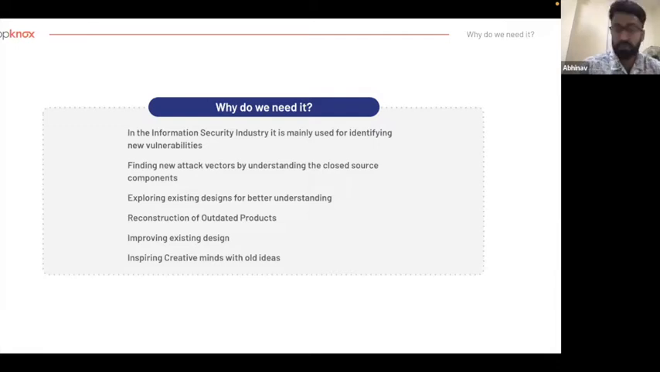And lastly, inspiring creative minds with old ideas. Maybe you are not going to use the entire product that you are going to reverse, or that might not be the main work that you're trying to do. But in the process of reverse engineering, I have found a lot of times you come across older implementations or system designs that can be used in other places. So you can get creative with it and come up with crazier ideas as well. So these are some of the main reasons as to why you would need reverse engineering.